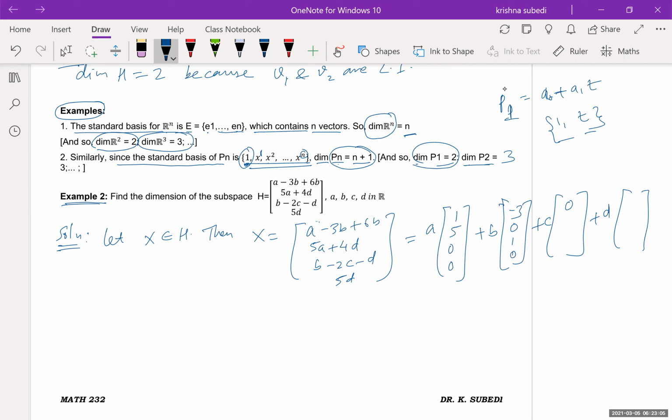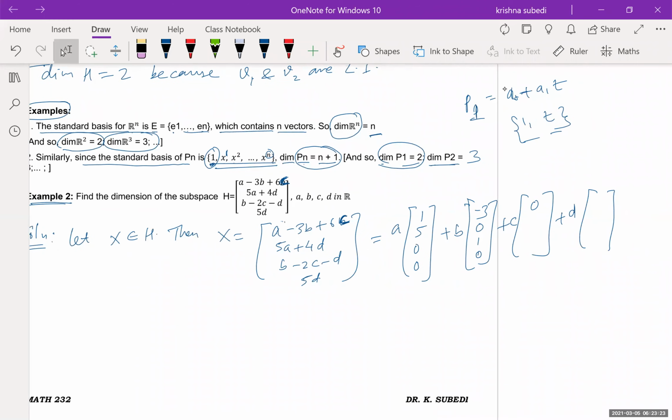c will be 0, this one 6. Guys, I believe this one is 6C. This is 6C. There is a typo. Please make the necessary correction. This is 6C, okay? a minus 3b plus 6c. So c will be 6, 0, negative 2, 0, and d will be 0, 4, negative 1, 5.